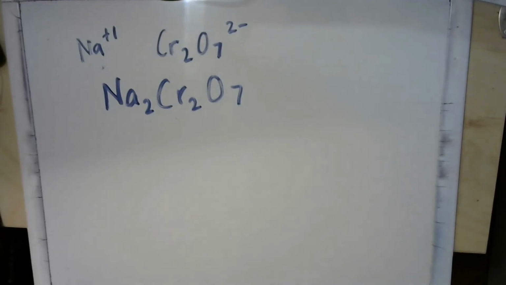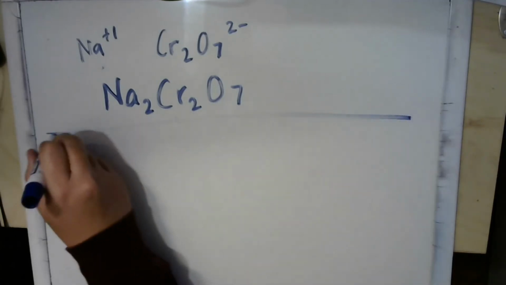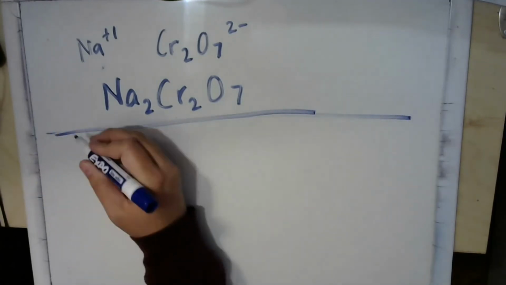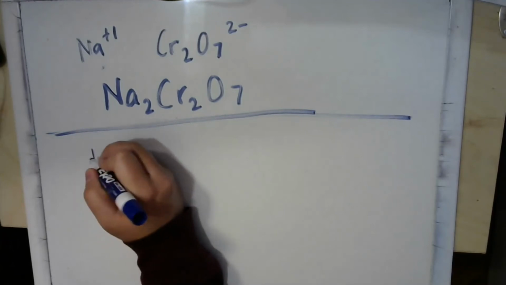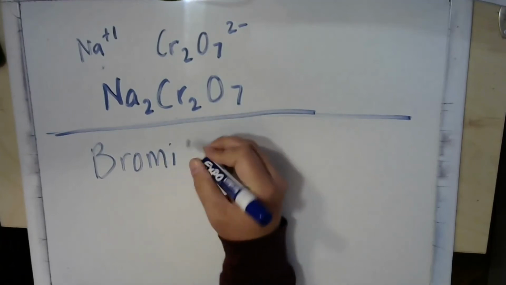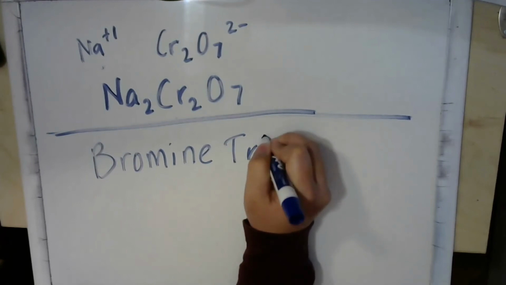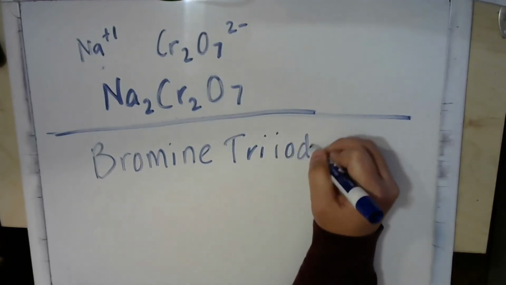Okay. For BrI3, I'm going to recognize that that's a molecular compound. So I'm going to name it with prefixes. So I've got bromine. I don't have to write the mono out front. I can just write the bromine. And then there's 3 iodines. So that will be triiodide.